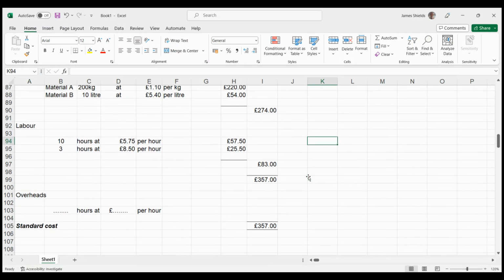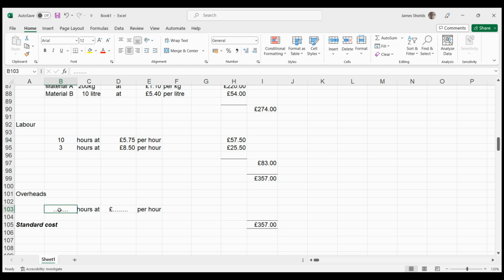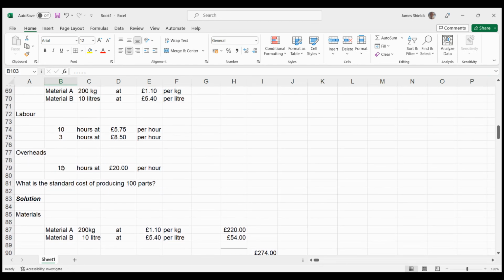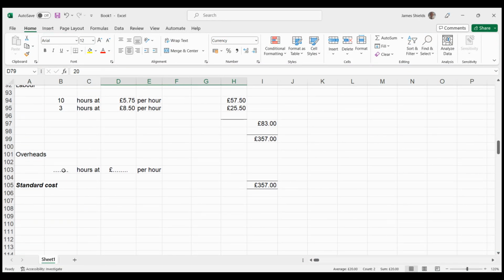Now we've just got left to do the overheads. So I need the information in the question again. So back to the question. So the overheads is 13 hours at £20 per hour. That's going to give us a total of £260. So the standard costs for these 100 parts then are going to be £617.